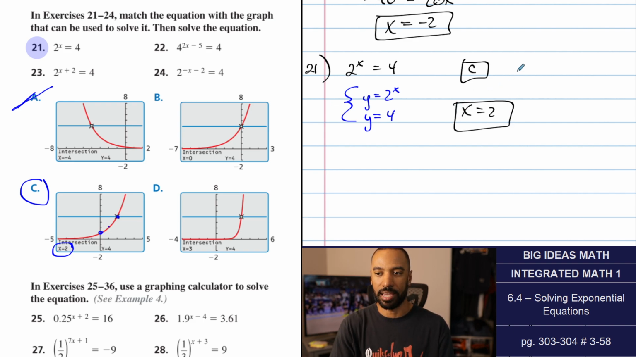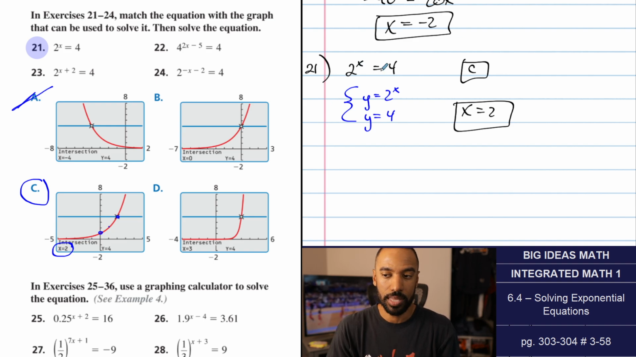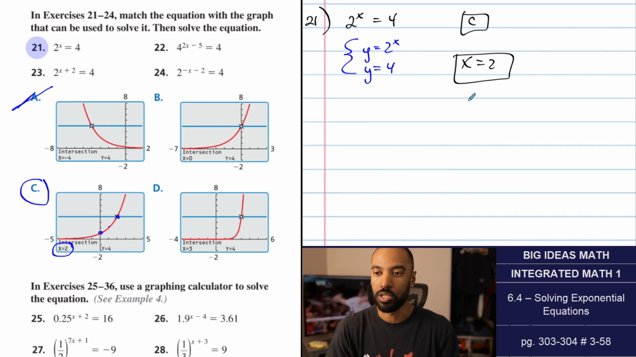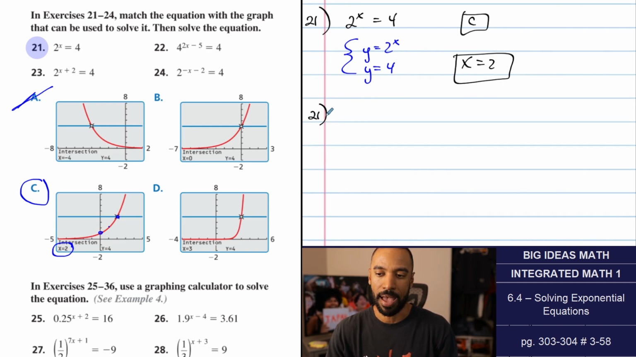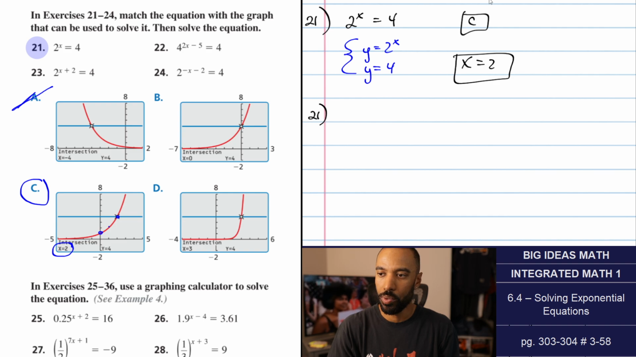Remember, we only use the x. That gets us that same y, but not the y itself. Did we know that 2 to the x equals 4 gave us x equals 2? Yeah, I'm sure we did. But we're using the graph to make sense of and match how that stuff works. We just did number 21. Let's do number 22.